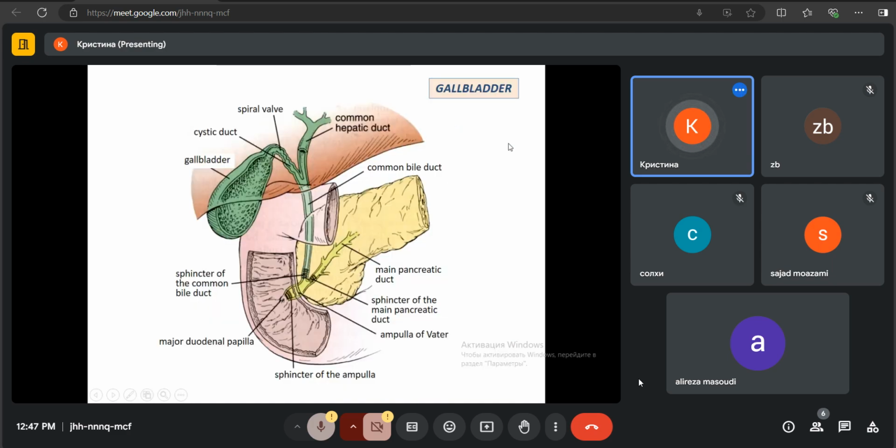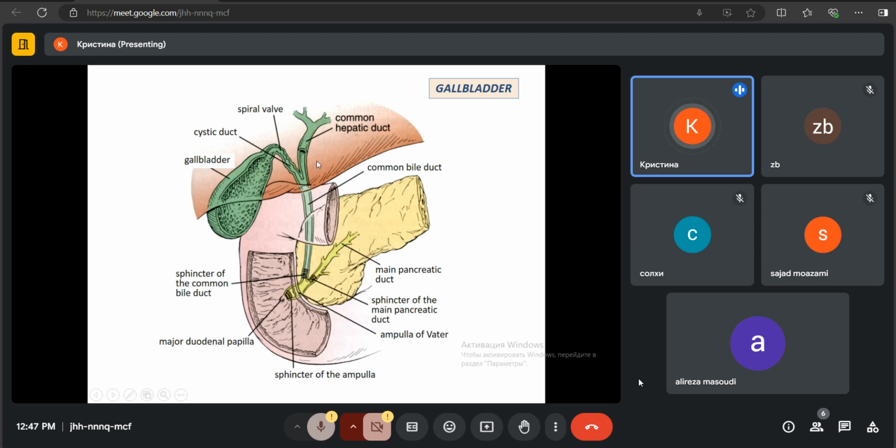Now we go to the gallbladder. It is the thin-walled sac which serves for storage and concentration of the bile produced by liver. So the gallbladder just stores the bile but doesn't produce any components of this bile.